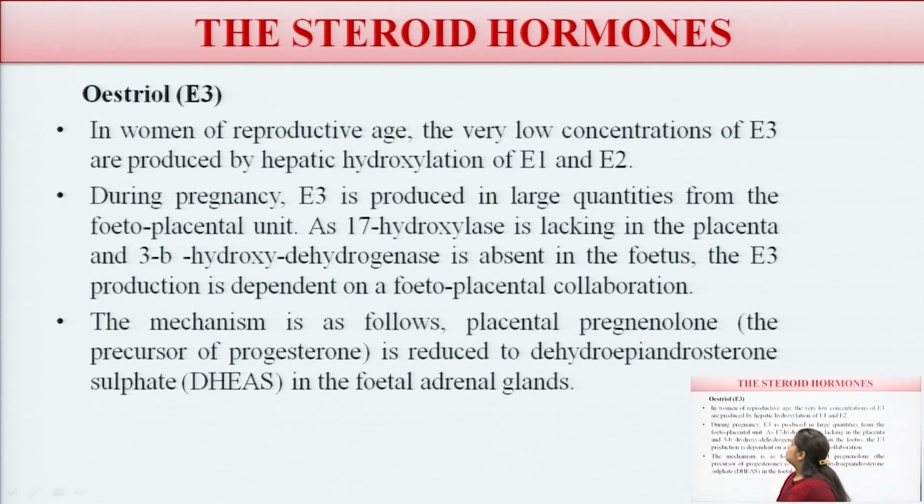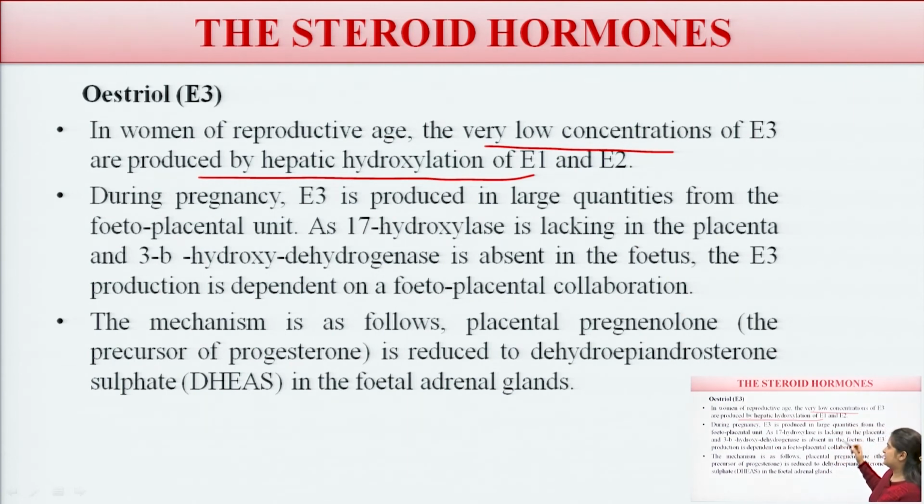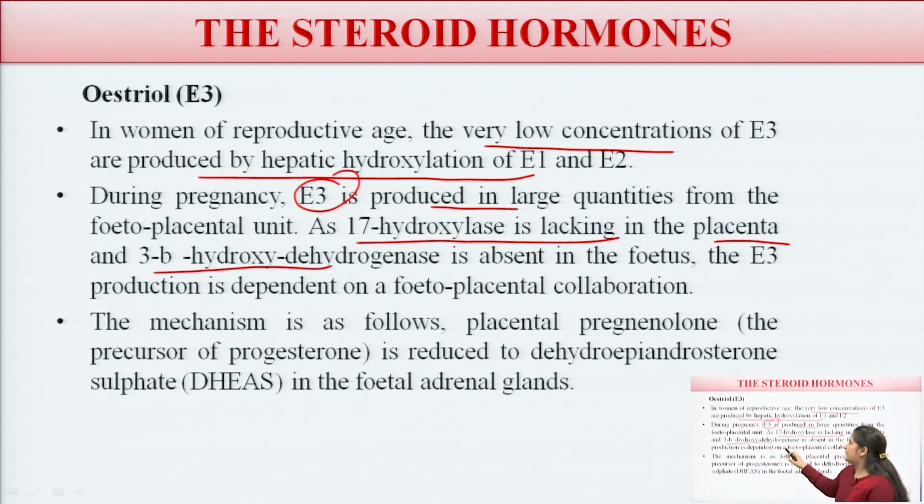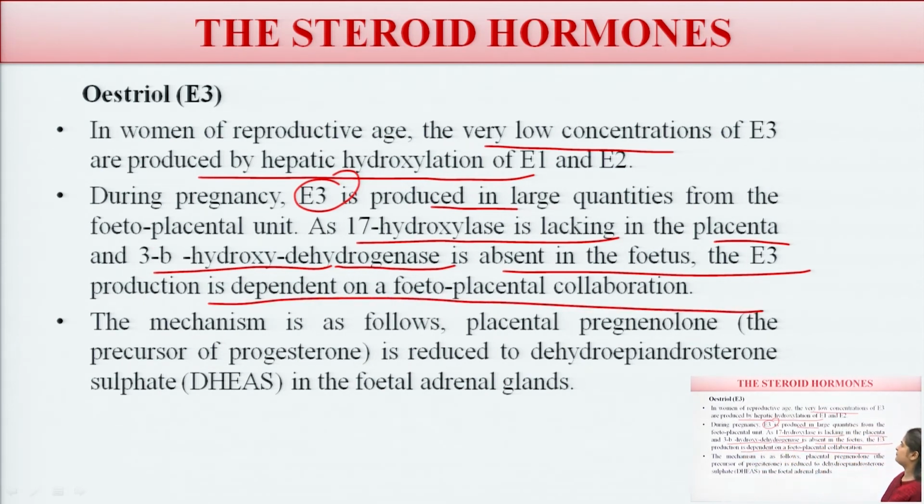Estriol, E3. In women of reproductive age, E3 is present in very low concentration and is produced by the hepatic hydroxylation of E1 and E2. During pregnancy, E3 is produced in large quantity from the fetoplacental unit, as 17-hydroxylase is lacking in the placenta and 3-beta-hydroxysteroid dehydrogenase is absent in the fetus. The E3 production depends on the fetoplacental collaboration.